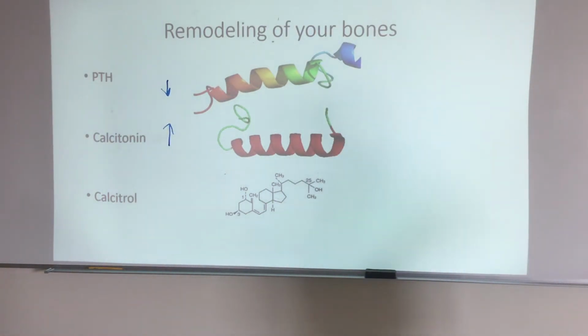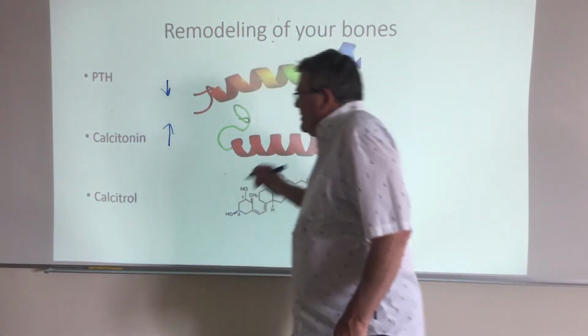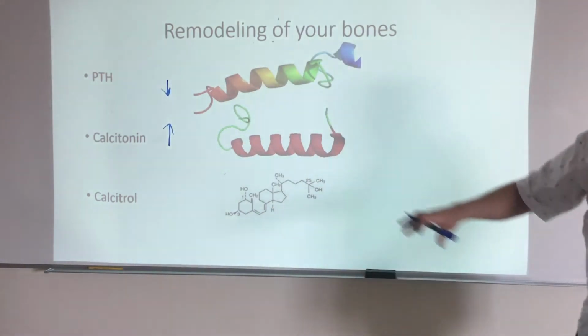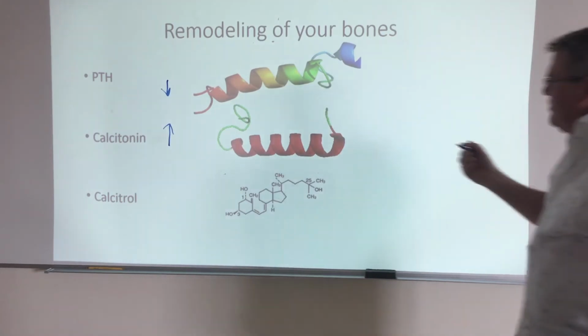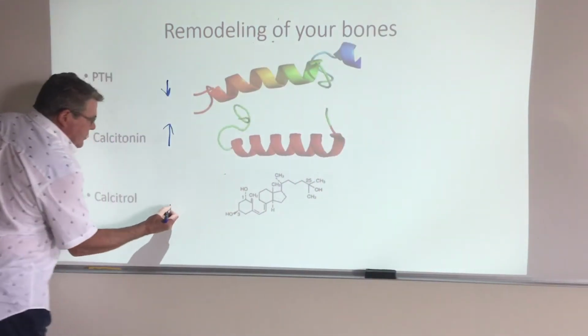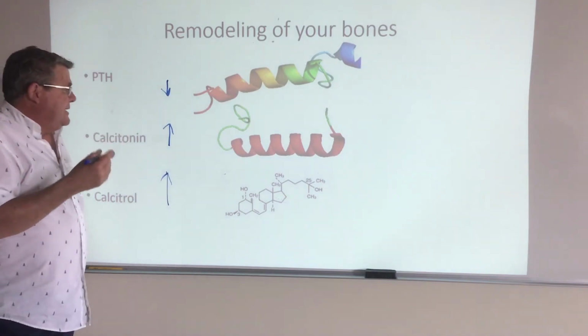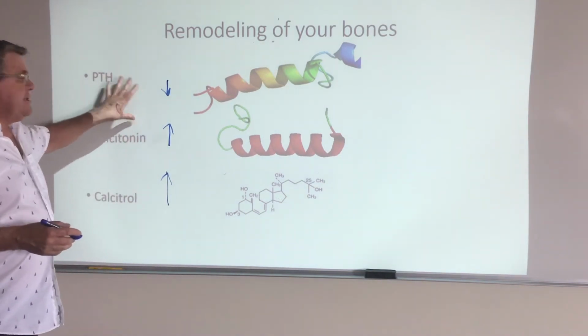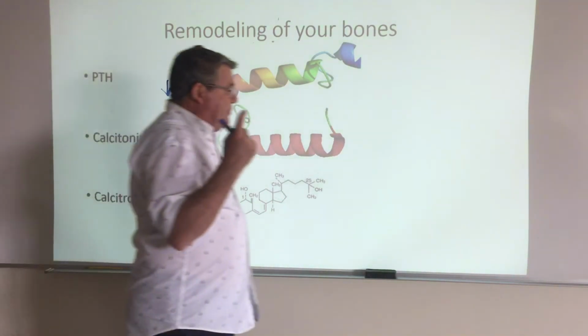A smaller player is calcitonin. Sorry, let me skip. I'm trying to rush again. Is not calcitonin, but is calcitriol. Calcitriol will play a small role in increasing the deposition of calcium into the osseous tissue. So the two most important, the biggest players in our lives, parathyroid hormone and calcitonin.